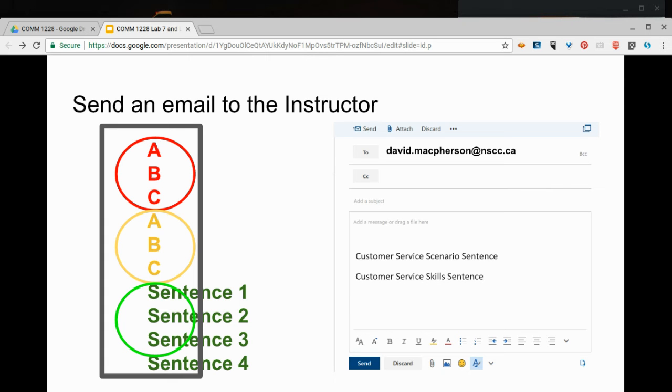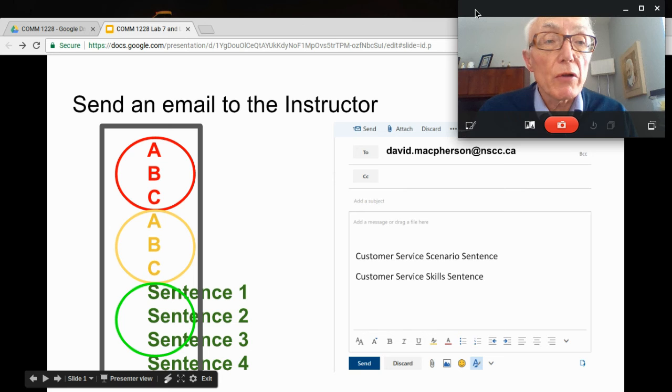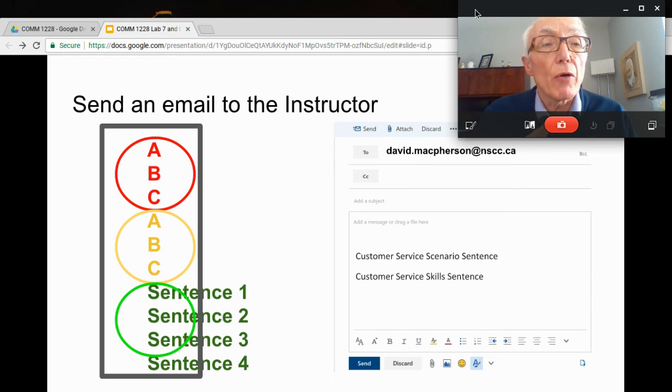Then we'll need a customer service skills sentence. Now, that skills sentence is just being able to write, well, in this particular scenario, if I'm going to solve it, I'm going to have to employ some customer service skills. Well, I may have to use persuasive language. I may have to acquire some additional product knowledge. I may have to think positively and speak positively. There are some skills that you'll need to deal with that customer service scenario from the first sentence.